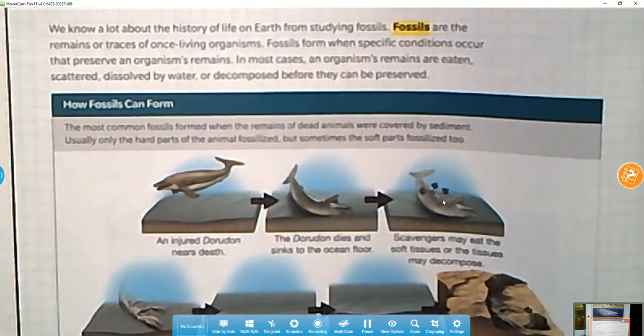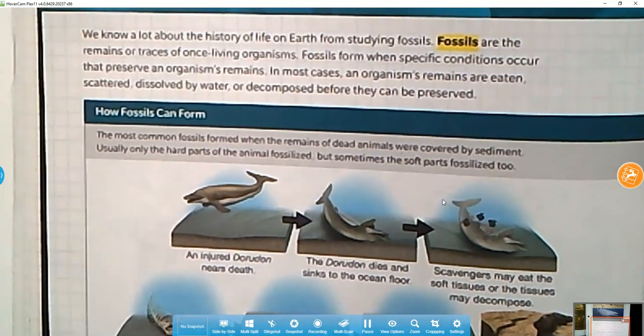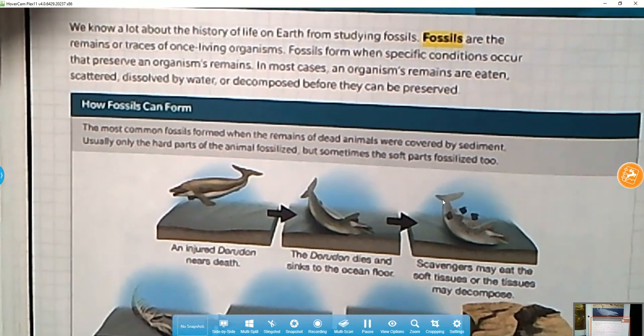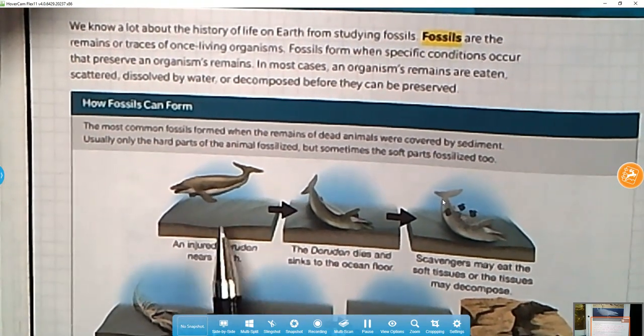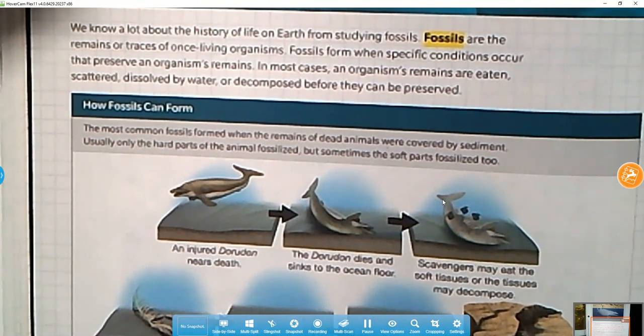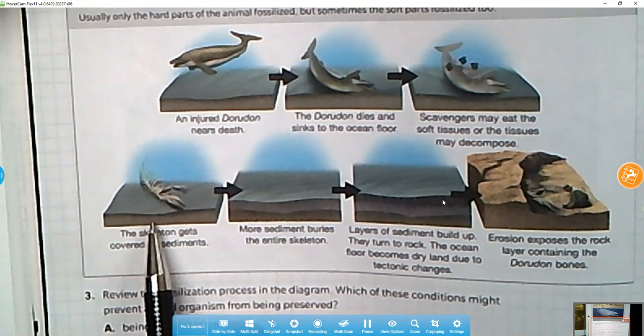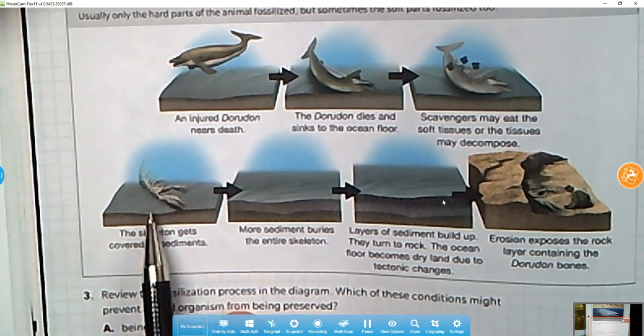Okay, if we go to the next page, what is a fossil? How does a fossil form? Like for this whale, how does the fossil form? Well, we have a whale that has died. It goes to the bottom of the ocean that it's living in. The scavengers may eat the soft tissues off of that whale. And then what's left is the skeleton. But the skeleton needs to be buried somehow.